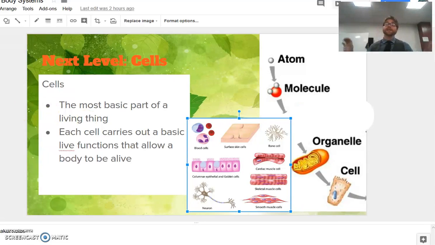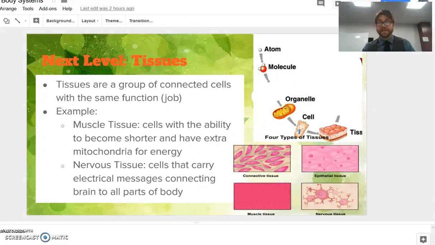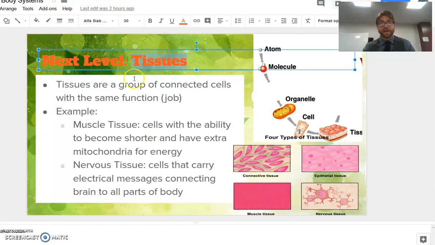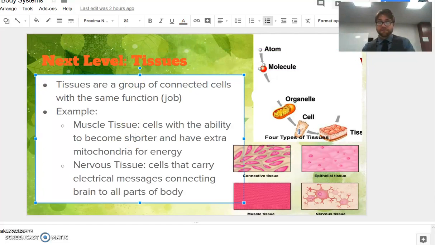Now, cells don't exist alone in a human body, in a living body, normally. Usually what happens is that these cells work together. And when we have cells working together, kind of connected and doing the same job, we call that a tissue. Now, tissues are groups of cells working together, doing the same job. I have two examples here. I have an example of muscle tissue and nervous tissue. Muscle tissues have the ability to become shorter if they need to. They have extra mitochondria for energy. So these are two examples of the tissues. In total, there's 4 different kinds.